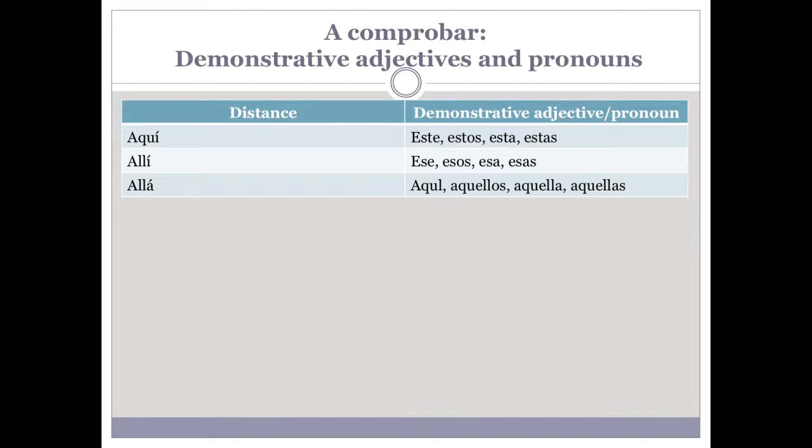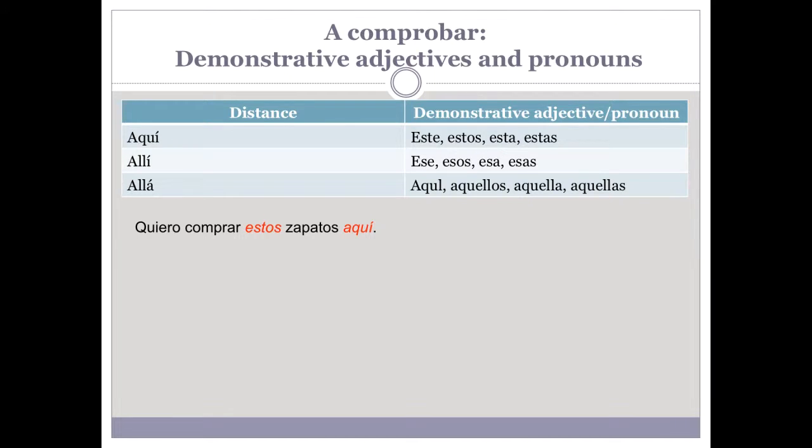Let's stack them up here. If the distance is close, aquí, you would use those demonstrative adjectives or pronouns. If they're there, ahí, then you would use ese, esos, esa, and esas. If it's allá, you would use aquel, aquellos, aquella, and aquellas.